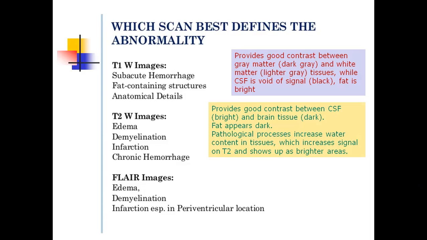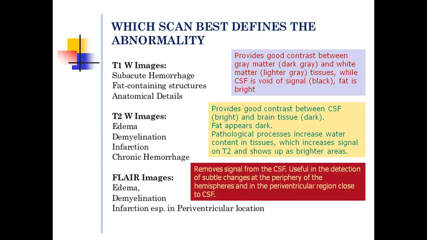Pathological processes increase water content in tissues, which increases signal on T2 weighted images and shows up as bright areas. And at last, FLAIR removes signal from fluid from cerebrospinal liquid and is useful in the detection of subtle changes at the periphery of hemispheres and in the periventricular region close to cerebrospinal fluid.